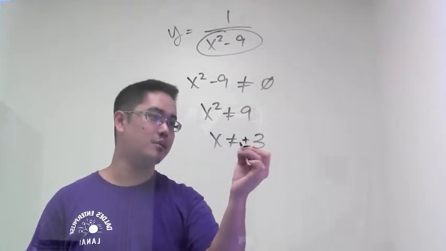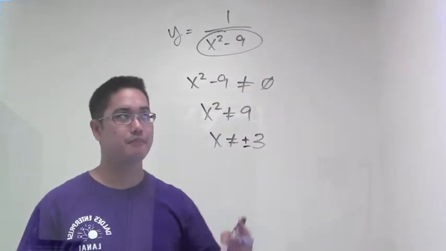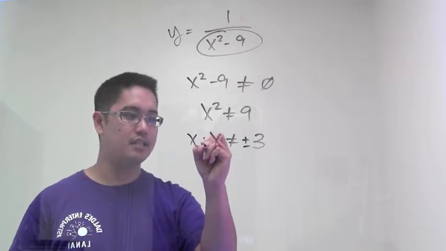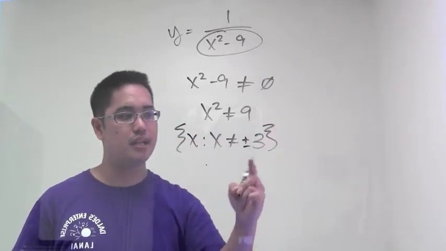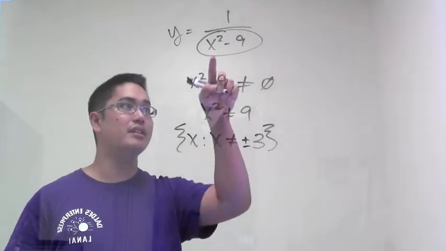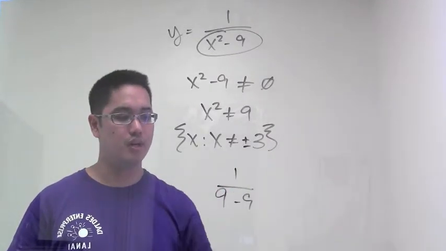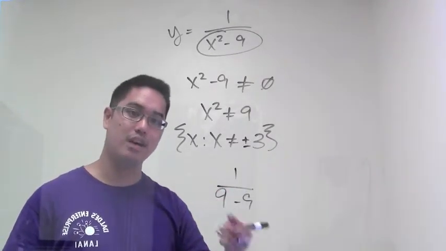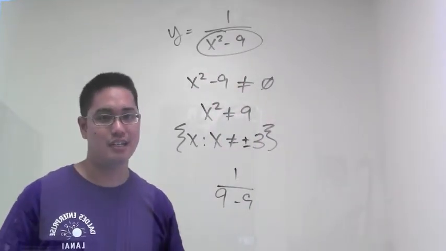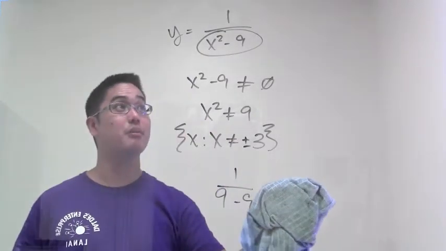Because positive 3 times positive 3 gives you 9. Negative 3 times negative 3 also gives you 9. So I'm going to say that the domain is x such that x is not equal to either positive or negative 3. Let's test that out. If I plug in negative 3, that would be negative 3 squared, which is 9, minus 9 over 1. That's a problem, because 0's in the denominator. If I plug in positive 3, that still gives me 9 minus 9 is equal to 0. Divide that in the denominator, you got a problem.